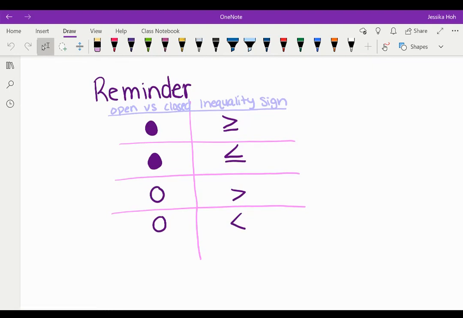All right, just a reminder, we have our open versus our closed circle. Our closed circle is when we use greater than or equal to or less than or equal to, and we use our open circle with greater than or less than.